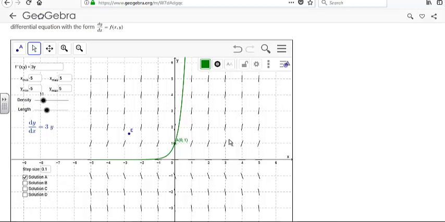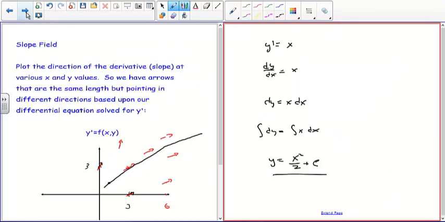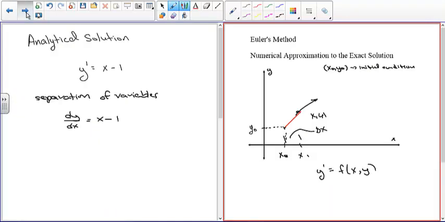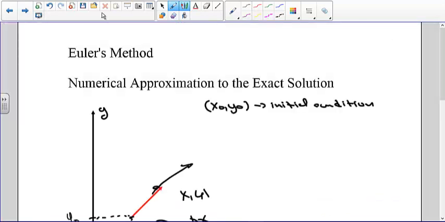So that's that. That's all we're going to talk about slope fields, just the general concept. Okay, the next thing we're going to talk about, in more detail, is Euler's method.